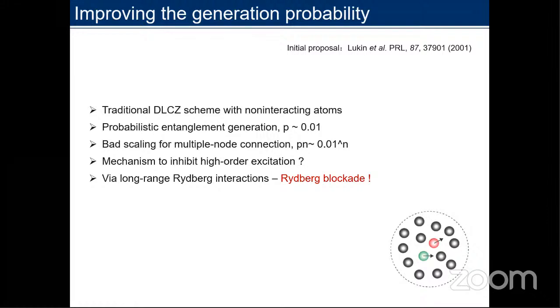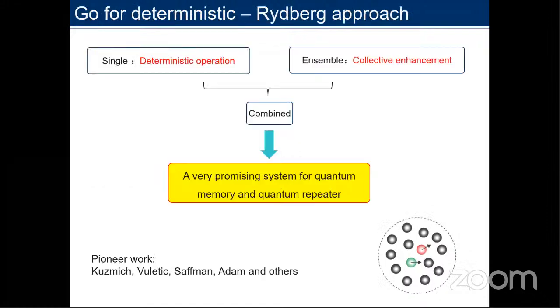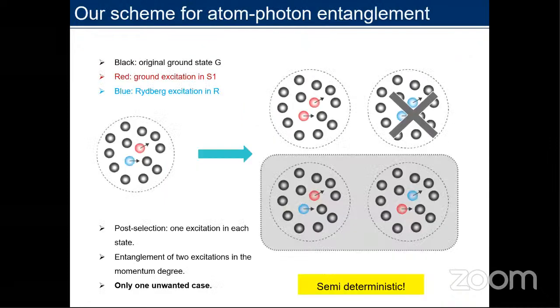The answer is yes. In 2001, Lukin and others proposed to use Rydberg blockade in a mesoscopic atomic ensemble to implement deterministic operations. Such an approach combines the advantage of deterministic operation from the single particle approach with the advantage of collective enhancement from the ensemble approach. Thus, it may enable a very promising system for quantum repeaters and networks.